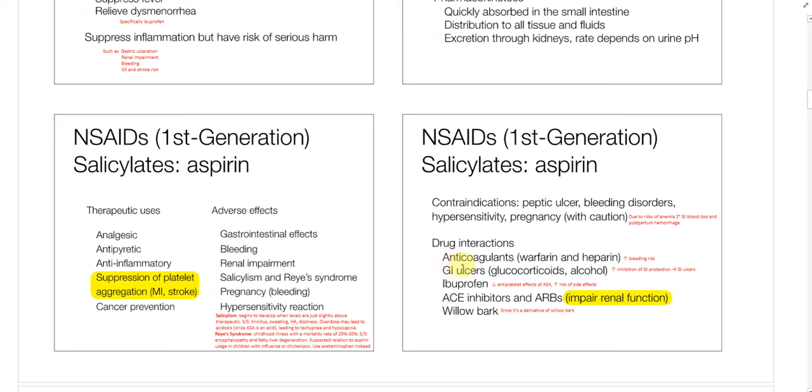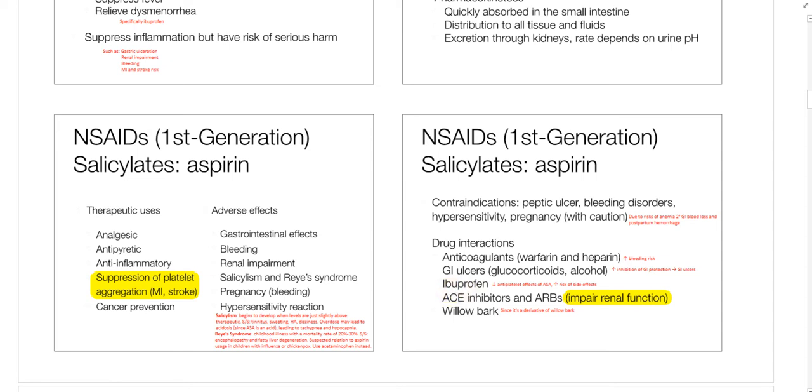If we take it with anticoagulants like warfarin or heparin, of course, that's going to increase the bleeding risk when taking with aspirin. And similarly, if you already have GI ulcers, not already have, there's an increased risk for GI ulcers. So if you're taking things like glucocorticoids or alcohol, that's going to further increase the inhibition of GI protection, which is going to lead to a higher risk of GI ulcers.